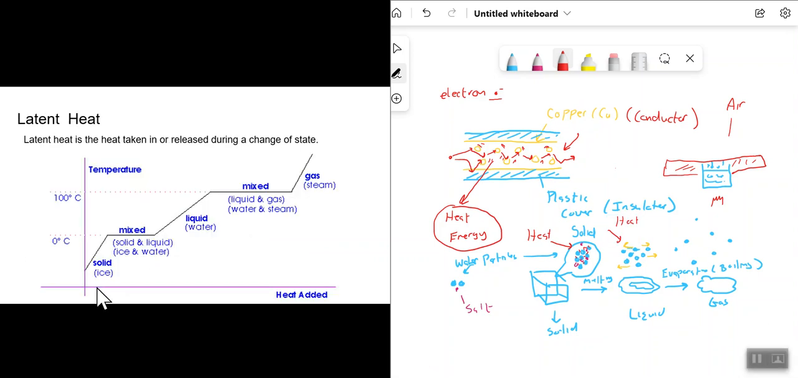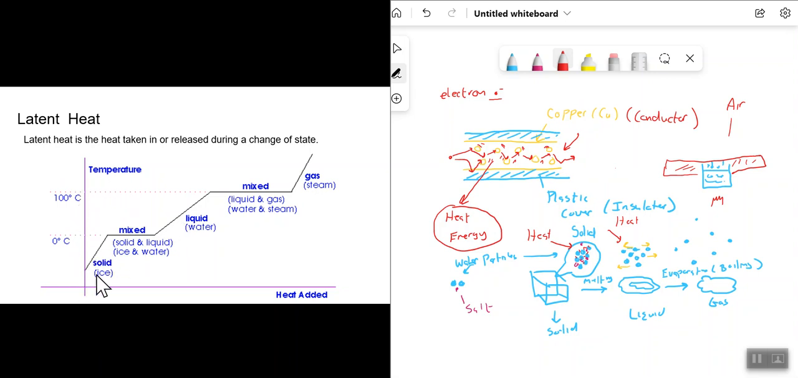Now we have a graph here as well. This shows the process that happens when you add heat to ice, and it starts to melt. Along the x-axis here we have heat added, and along the y-axis we have temperature. So you're measuring the temperature of the substance.